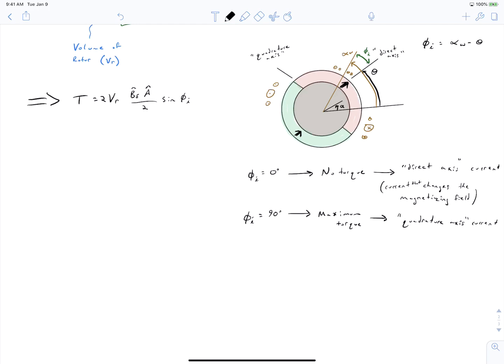So when alpha w is aligned with the quadrature axis, that is, it leads the rotor's north pole by 90 degrees, that is when you're creating the maximum amount of torque in the counterclockwise direction. If it lags the north pole by 90 degrees, if the winding is centered about here, then it's creating torque in the clockwise direction.